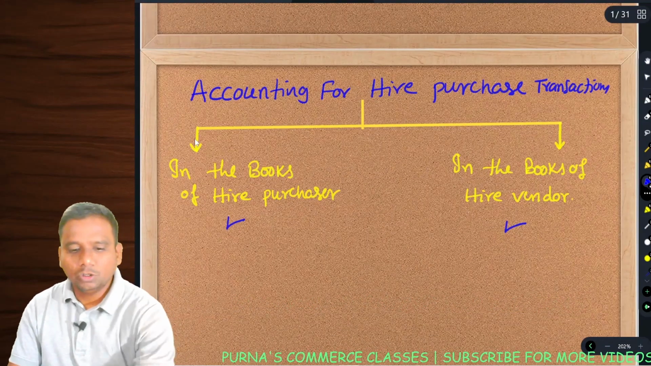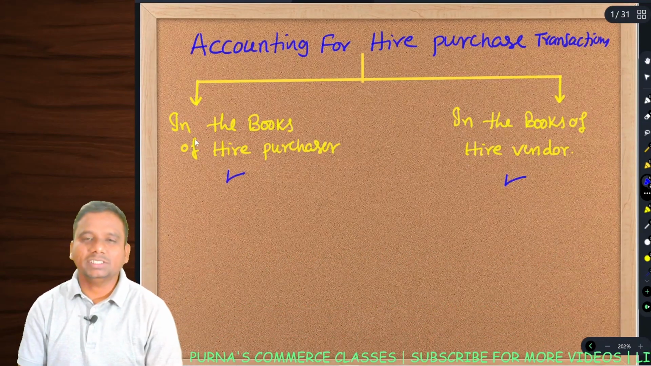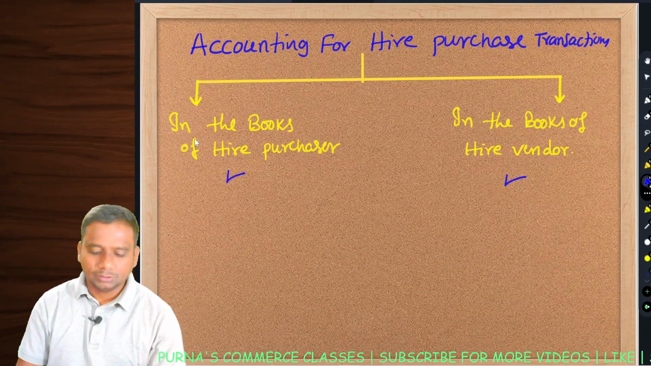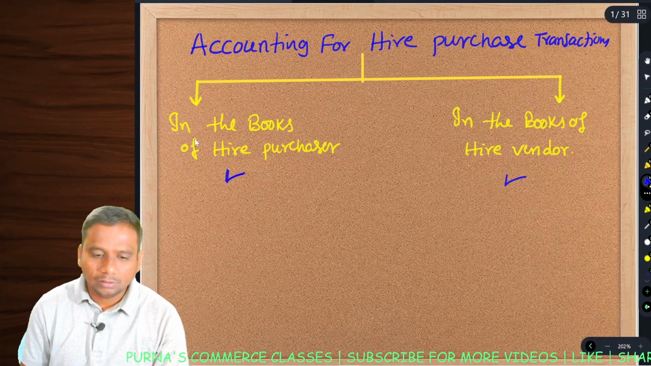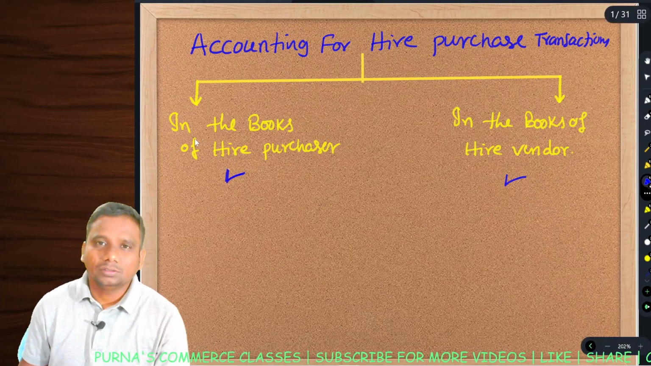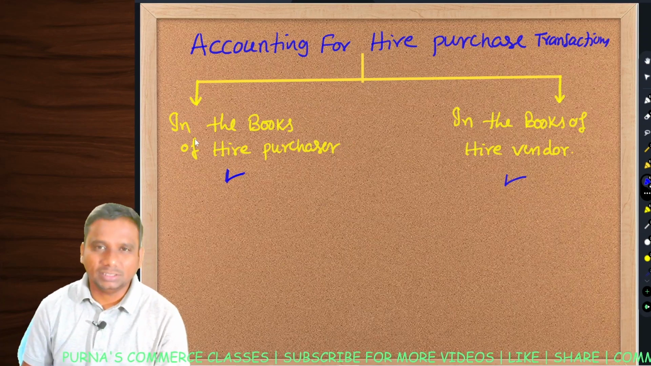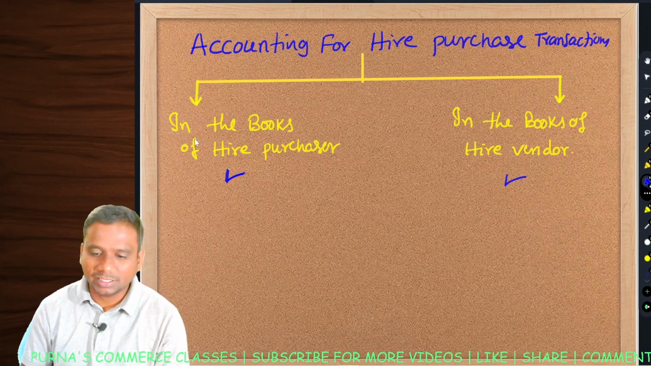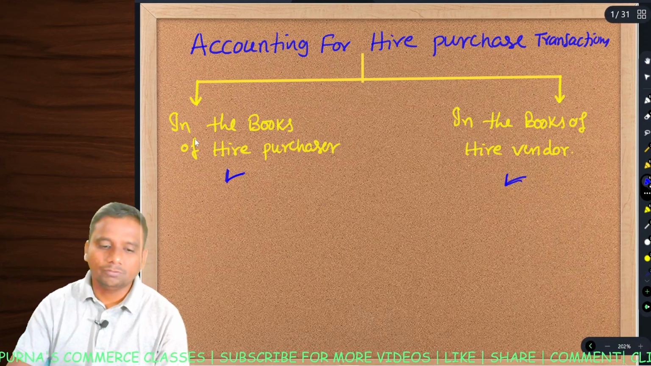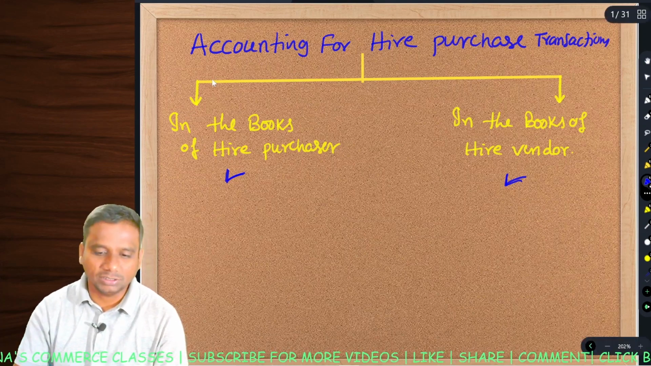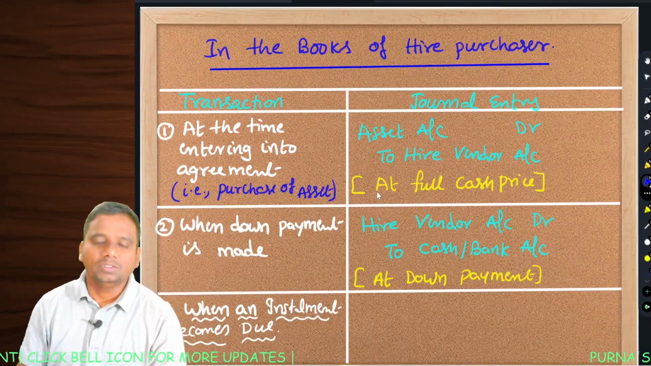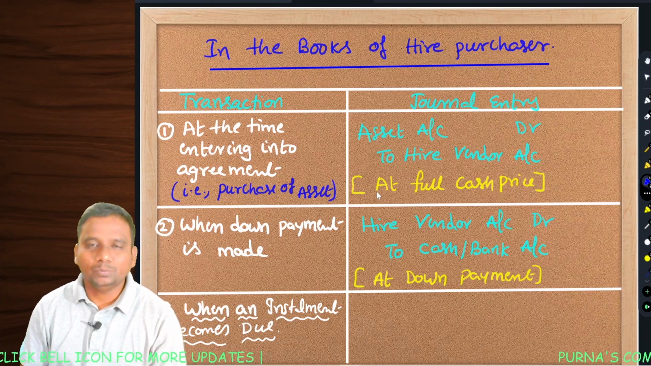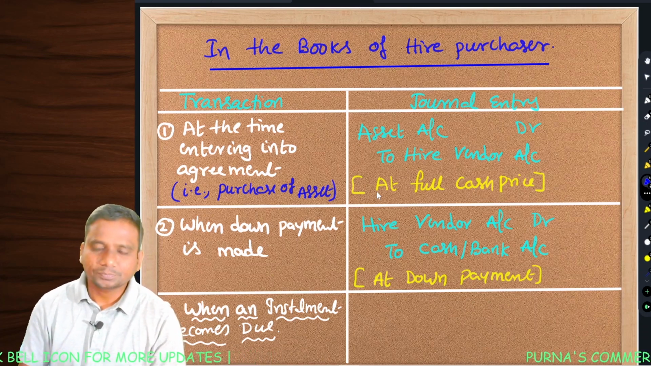Now we go to accounting for hire purchase transactions. First, we may record the entries in the books of purchaser, the hire purchaser, and at the same time in the books of hire vendor. First we see the accounting treatment in the books of hire purchaser.